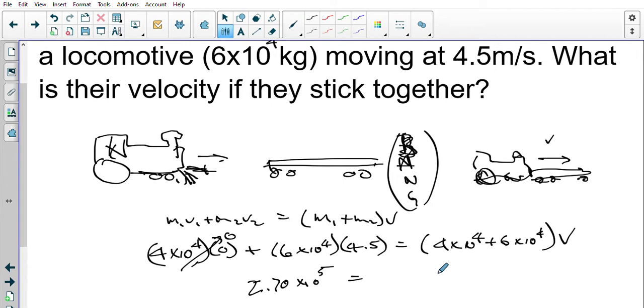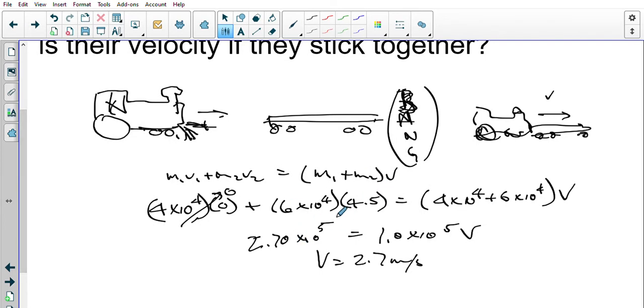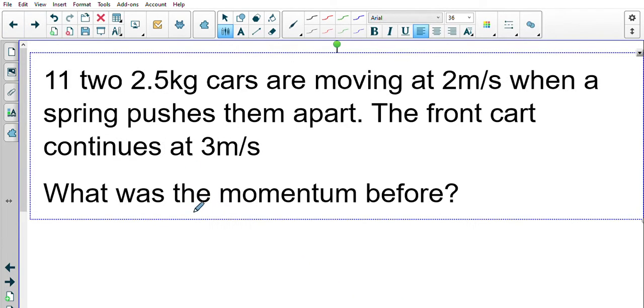That's equal to 1.0 times 10 to the 5 times our velocity. So 2.7 times 10 to the 5 divided by 1 times 10 to the 5, we get a value of 2.7. You can almost do that in your head. So momentum is conserved. Here the momentum was just in the one car, traveling at 4.5 meters per second. And when they're combined together, the velocity is slower. It just makes sense. Same momentum.